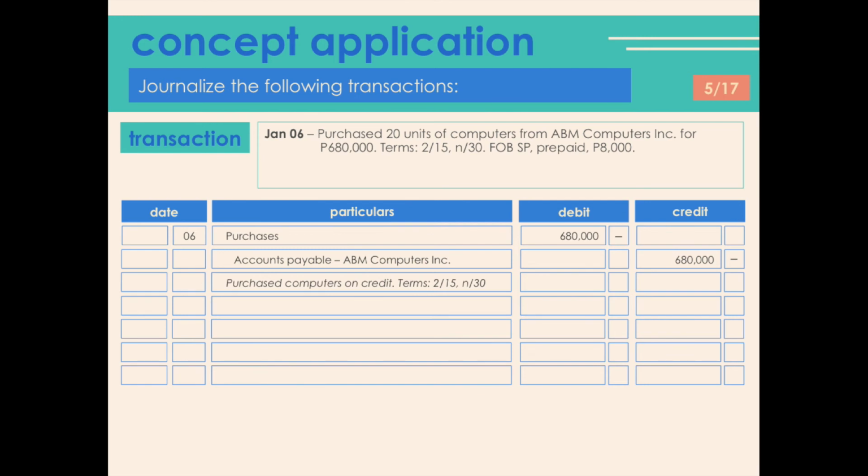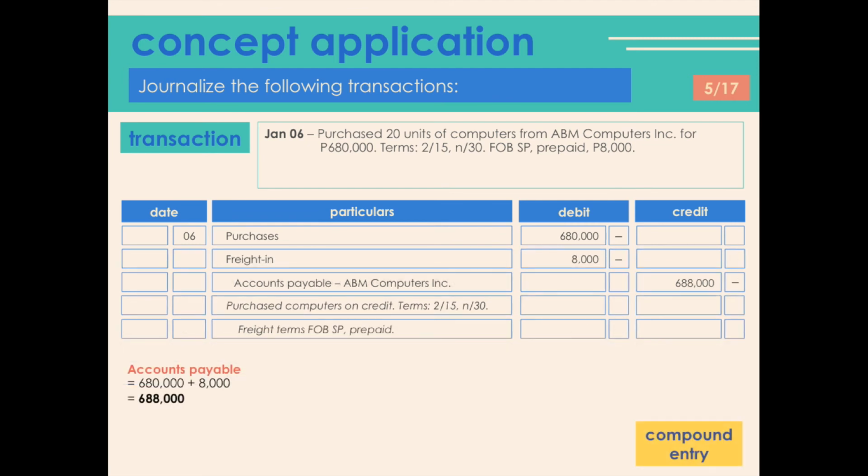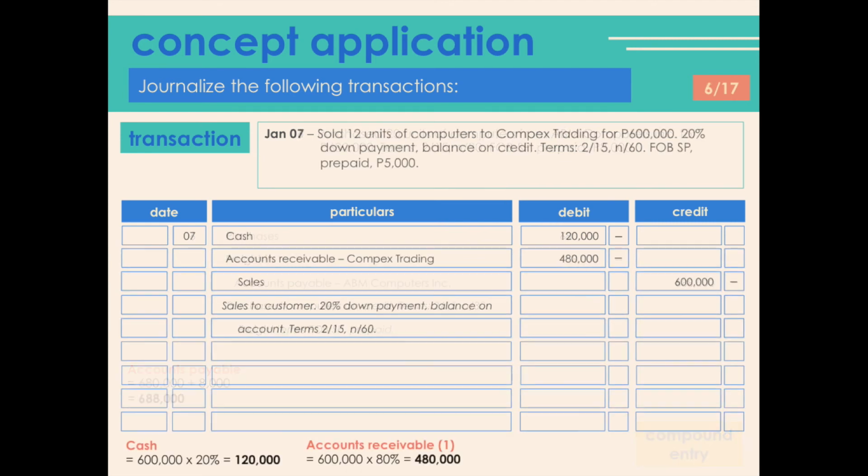FOB shipping point prepaid. Since the term is FOB shipping point, the company, the buyer here, debits freight in for 8,000 pesos. Since the term is prepaid, the seller, ABM Computers, was the one who made the cash payment first. So the company here will credit accounts payable ABM Computers Inc. for 8,000 pesos instead. Here is the compounded entry. The accounts payable from both entries were added together to get 688,000 pesos.